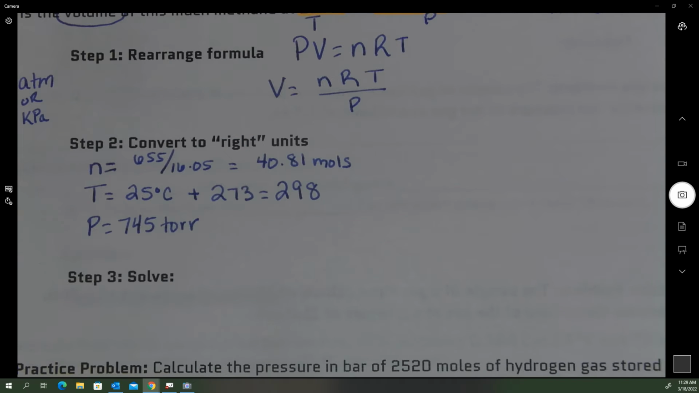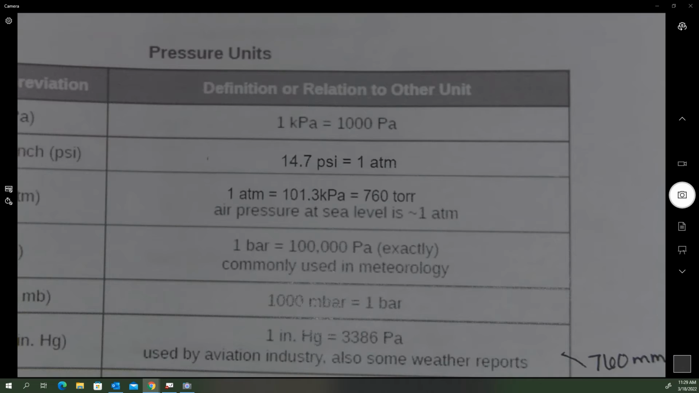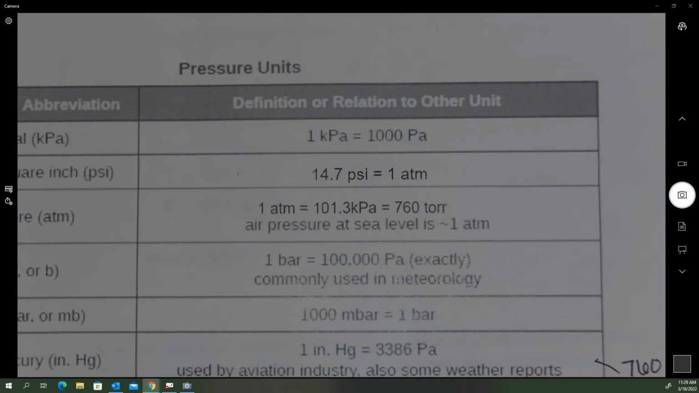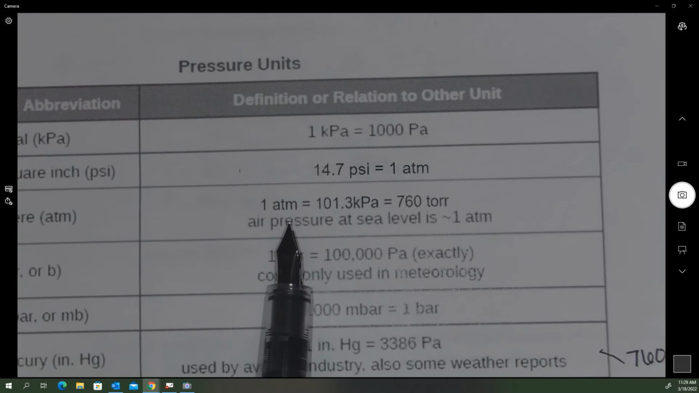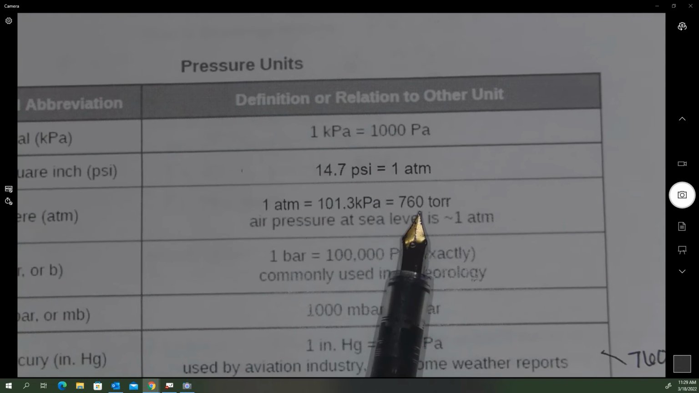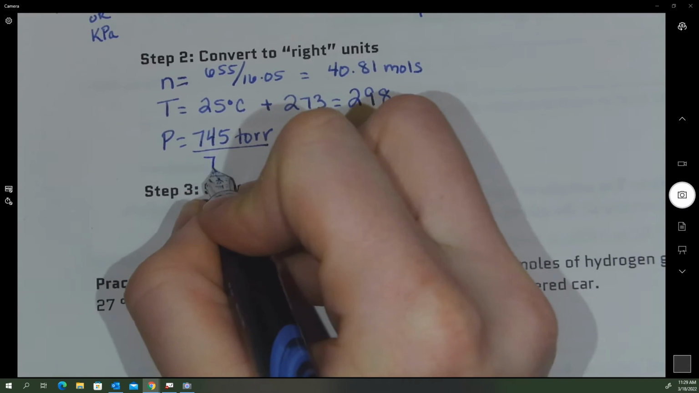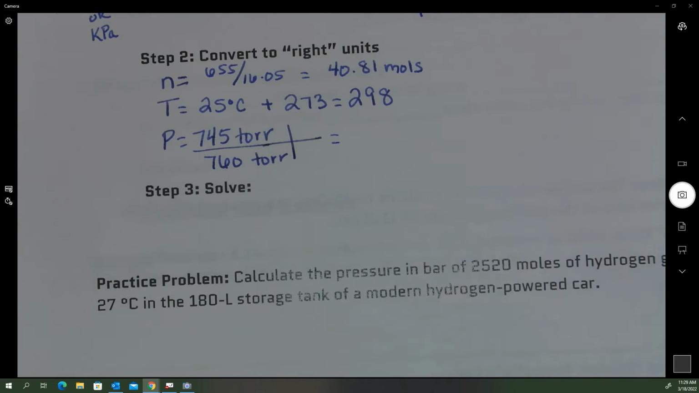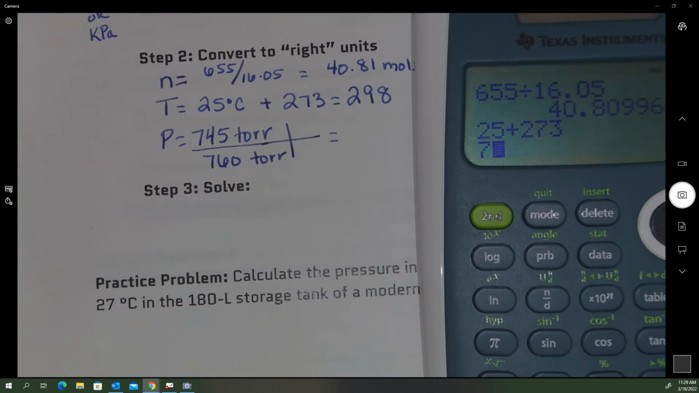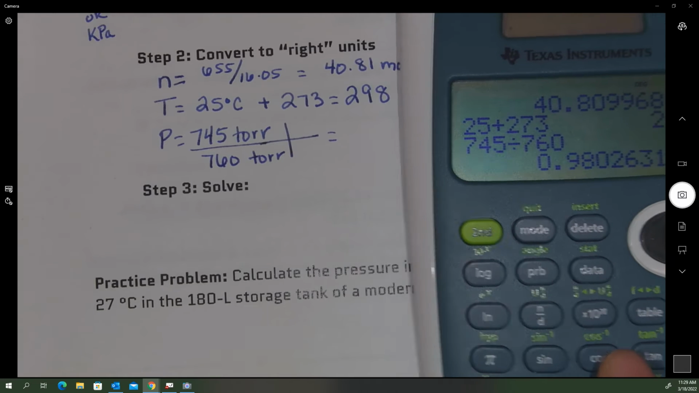So 745 torr, and I have the option of going to either kPa or ATM. In order to do that, you are going to need your pressure conversion chart. I'm going to pick ATM. I just like ATM better than kPa, but if you choose kPa, that's fine. To convert torr to ATM, I'm just going to divide by 760. So I'm going to take 745 torr and divide by 760 torr, and that's going to give me my ATM. 745 divided by 760 gives me 0.98 ATM.